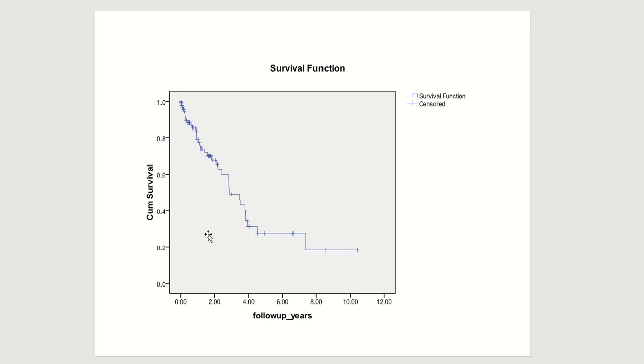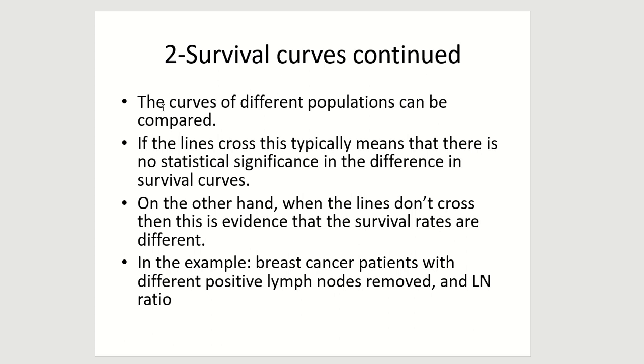This is also a survival curve. However, this one shows the censored cases, meaning those that were lost during the study. So the survival curve continues. The curves of different populations can be compared. If the lines cross, this typically means that there is no statistical significance between the two curves. On the other hand, when the lines do not cross, there is evidence of statistical significance between the two.